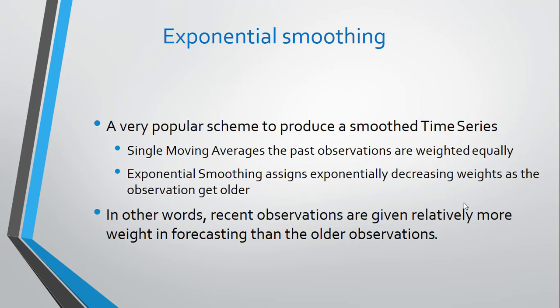Right? In single moving averages, the past observations are weighted equally, the one we just talked about. Exponential smoothing assigns exponentially decreasing weights as the observations get older. So newer observations get more weight, and older observations get less weight. In other words, recent observations are given relatively more weight in forecasting than the older observations. That's exponential smoothing. Okay.